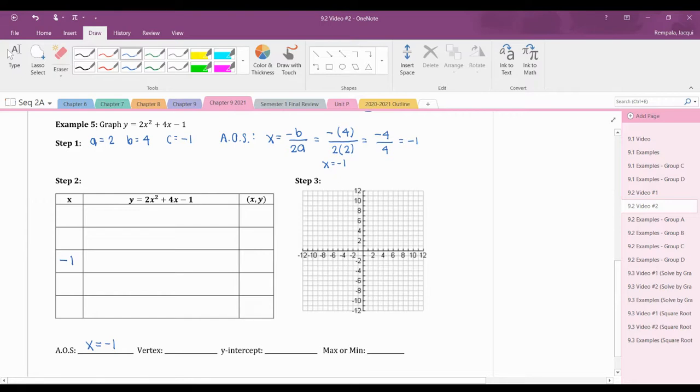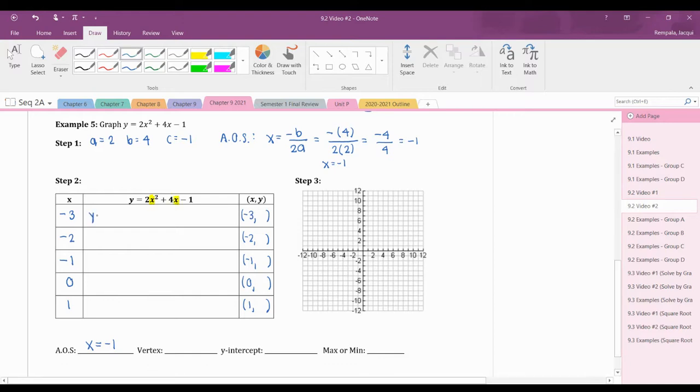Now I need to pick values that are surrounding -1. To the left would be smaller negatives like -2 and -3. To the right would be us heading towards positive numbers, like 0 and 1. Okay, those are the numbers that are going to start off each of my ordered pairs. And now we get to plug those numbers in for all of the x's in order to find the rest of my answer.